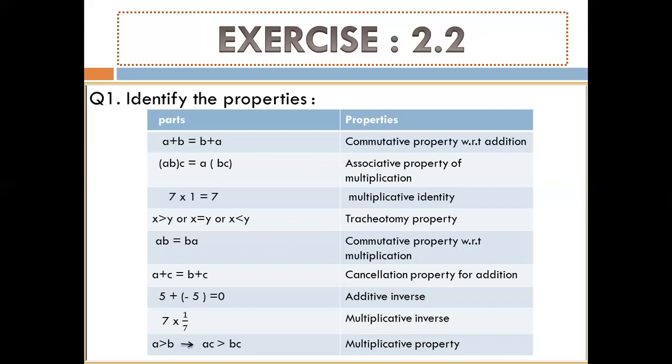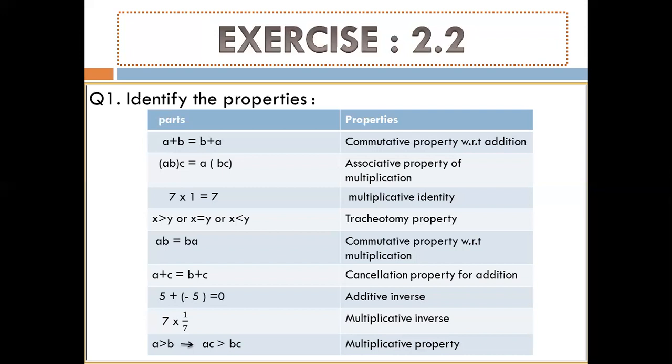The next is A plus C is equal to B plus C implies that A is equal to B. Now you see that in the answer no C is there. It means that this is called the cancellation property of addition because there is a positive sign. 5 plus minus 5 is equal to 0. They are additive inverses of each other, because when we add two numbers and the answer becomes 0, it means that they are additive inverses of each other. The seventh is 7 multiplied by 1 over 7 is equal to 1. 7 and 1 over 7 are multiplicative inverses of each other. The last part of this question: A is greater than B implies that AC is greater than BC.